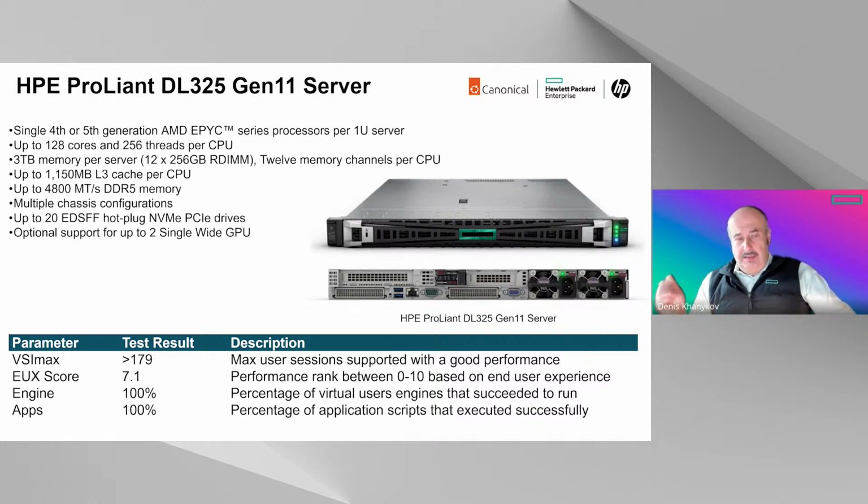So with HP ProLiant DL325 server Gen 11, we can deliver up to 128 cores from a single server and support up to 3 terabytes of RAM. RAM is another important factor for hosting VDI environments, because most of the time we do not overcommit on memory for delivering VDI environments.